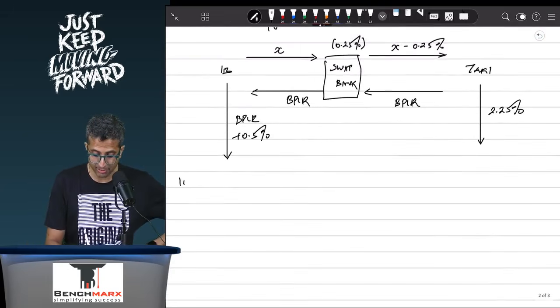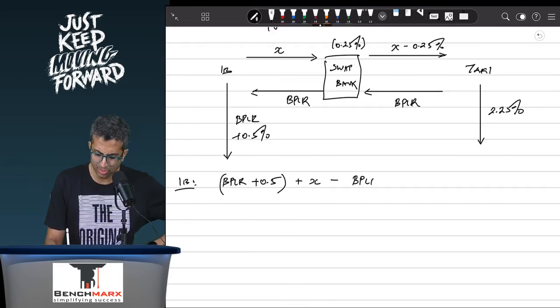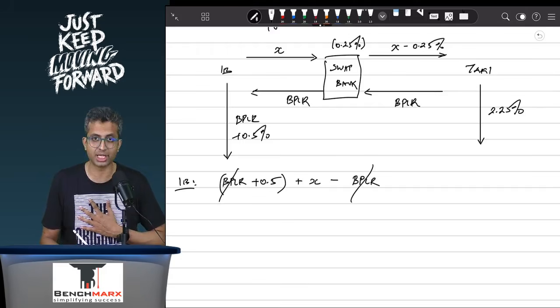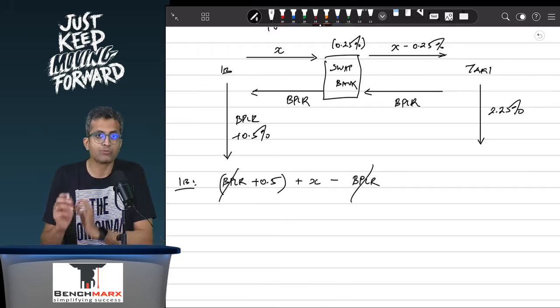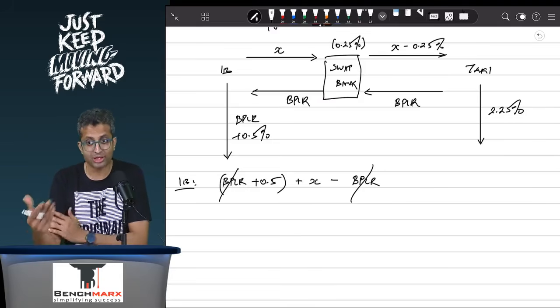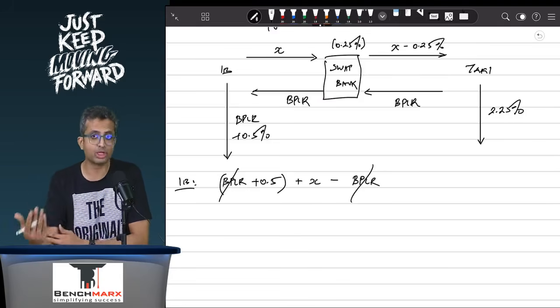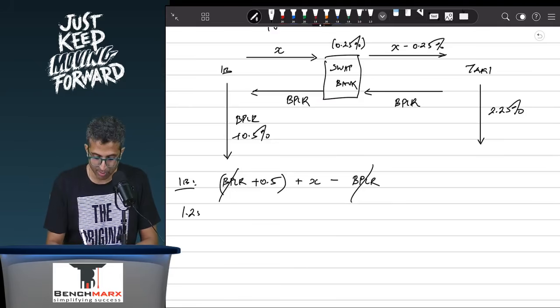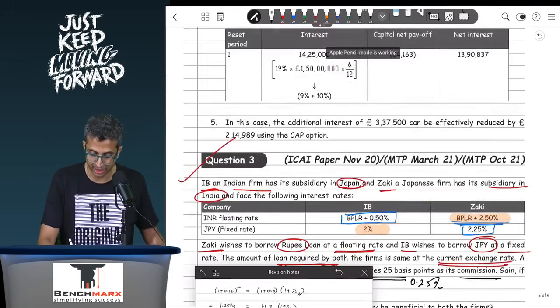So if I were to find X, so that my swap gets designed, my X would be, well, for IB, my ultimate cost of borrowing is BPLR plus 0.5. This is the first part, plus X, I have to pay X, minus BPLR. Sir, why minus BPLR? Because this is a cash inflow. I'm receiving BPLR from Zaki. So this BPLR and this BPLR gets cancelled. But ultimately, I have to ensure that if the swap is beneficial and as per the terms agreed, instead of IB borrowing at 2, the swap should result in IB borrowing at 1.25, and therefore this answer is 1.25%. So this 1.25% has to be the ultimate cost of financing over here.